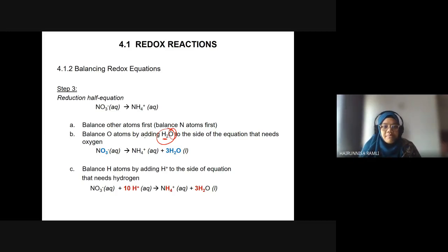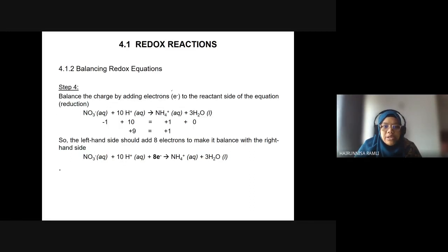After that, barulah kita balance hydrogen by adding H plus according to berapa banyak yang kita perlukan bilangan hydrogen tu. Bila dah siap tu barulah kita balancekan dia punya charge. Where you have to total the charge on the left side and also on the right side. Kena totalkan semualah. So kalau koefisien ada 10, you kena darab 10. Okay, so dah settle kat situ, you dah tambah elektron. For example, you tambah 8 elektron untuk kes ni.